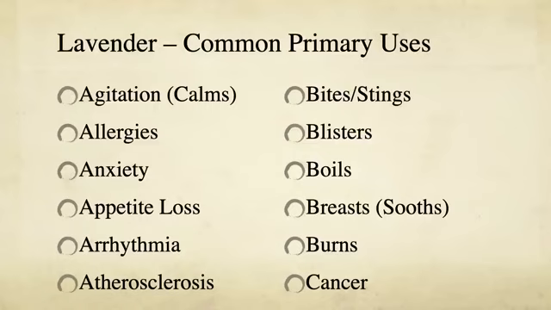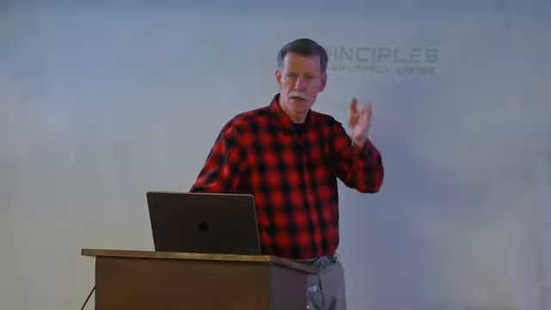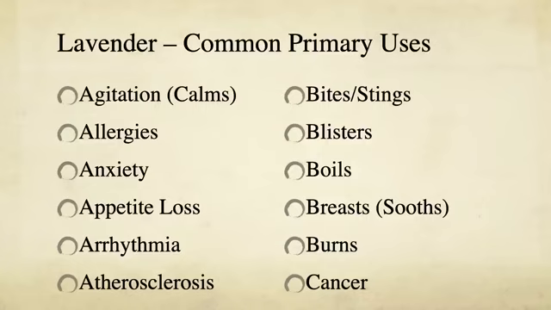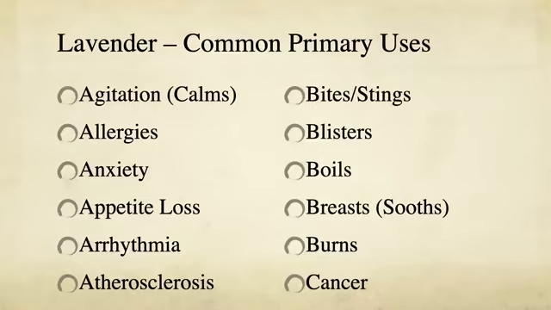Arrhythmias. What's an arrhythmia? It's where the pulse isn't the same, and so you have variances in the pulse rate. Atherosclerosis, that is clogged arteries, bites and stings, blisters, boils, soothes tender breast syndrome. The number one cause of tender breast syndrome is iodine deficiency. Burns, that is the best. I'll tell you right now, if you have a burn, the best thing I know is lavender. Keep it in the kitchen.